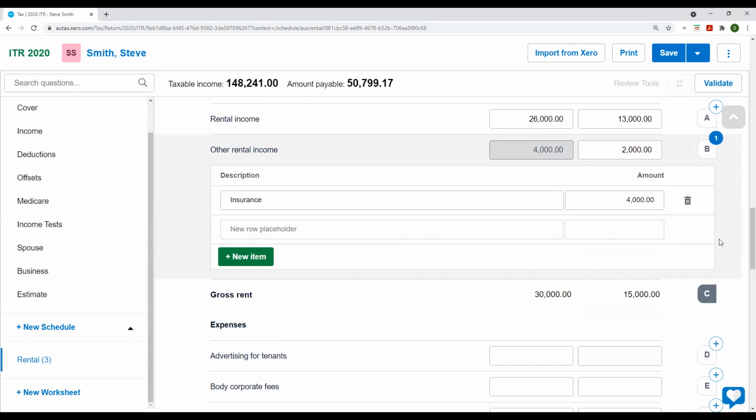Sometimes the insurance company says no, we can give you only this much because the rest of the stuff is not part of the damage or whatever. So whatever amount you receive from the insurance company, it will go as other rental income. Whatever amount you repaired, that will go as your expense under the expense column, repairs. So next one, the water.